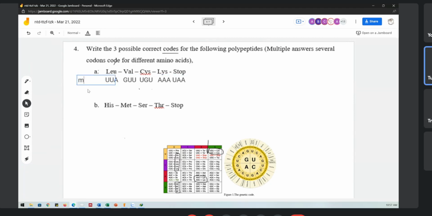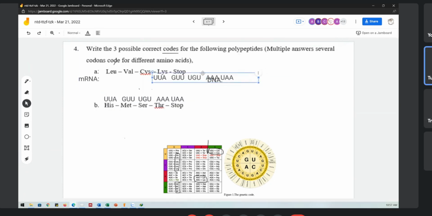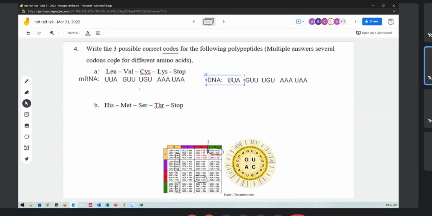This one is the mRNA, and we can have here the mRNA sequence to have the proteins. And if you are asked to write the DNA, you can also convert from an mRNA to DNA by using this one, like that.